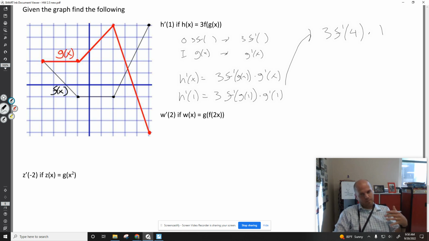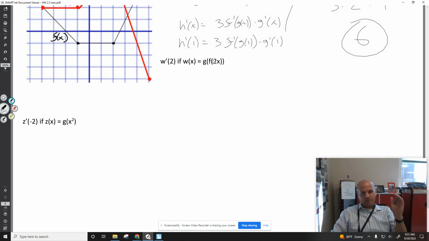The slope of g at 1 just happens to be 1. But if you forgot that, you'd get it wrong if it was any other number. This 1 being 1, you could have forgotten this and still get the right answer. Anyways, f prime of 4, 1, 2, 3, 4, the slope of f, which is the black line at 4, is up 2 over 1, is 2. So this is 3 times 2 times g prime of 1, which is 1. You get 6.